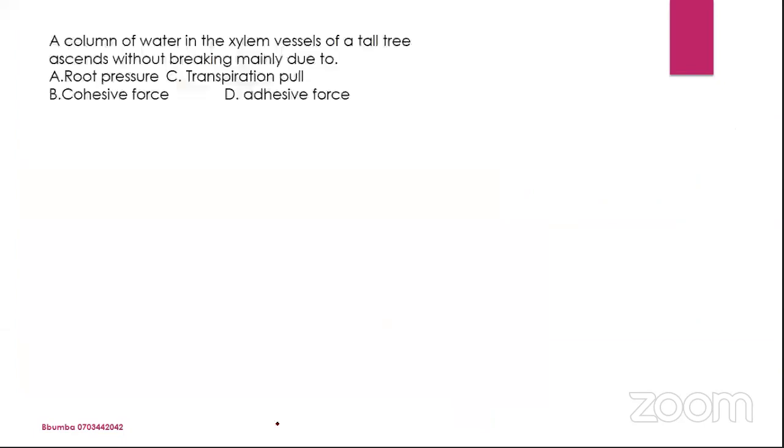So if you have understood, there is this question which says a column of water in the xylem vessels of a tall tree ascends without breaking mainly due to, what do you think is the answer? If you have an answer, you can type it here in the dialog box, whether it is A or B or C or D. You can always type it here and we see your answer.